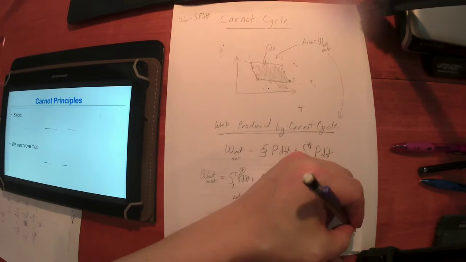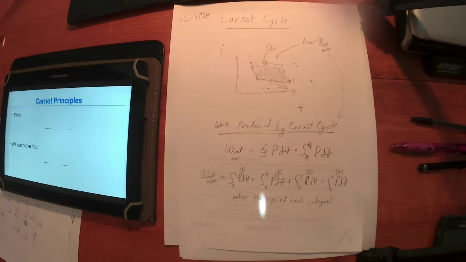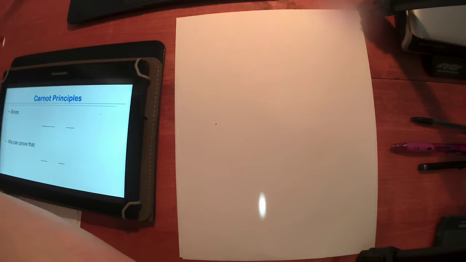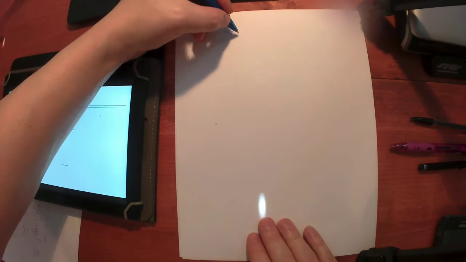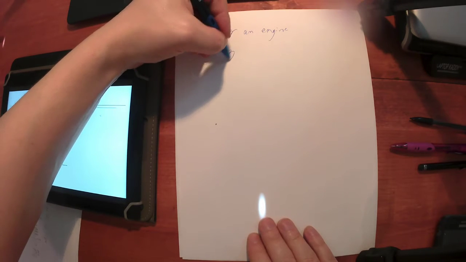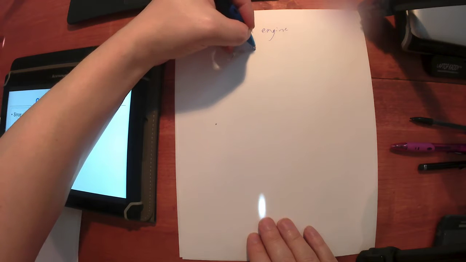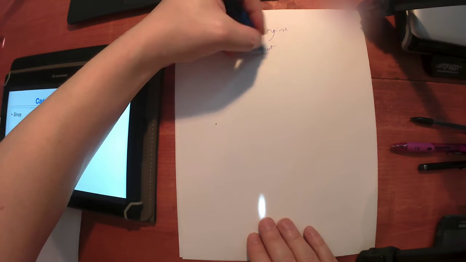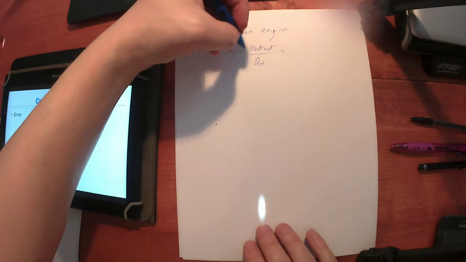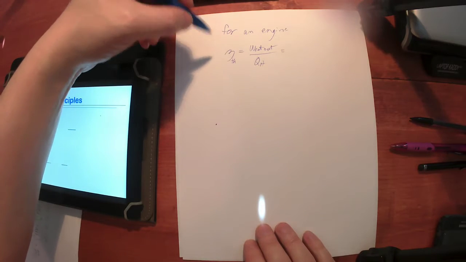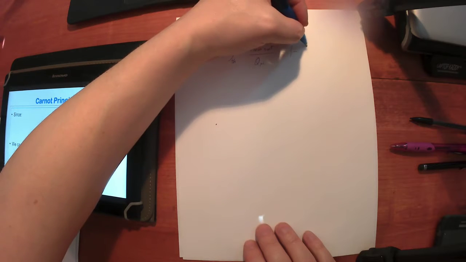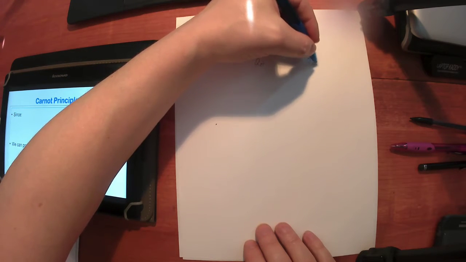Number 3. So, what I've got here, we know for an engine, the efficiency of that engine is the net work out divided by the heat coming in from the high temperature source. This is the thermal efficiency of that engine. We've already shown that we can massage that equation into 1 minus QL over QH.